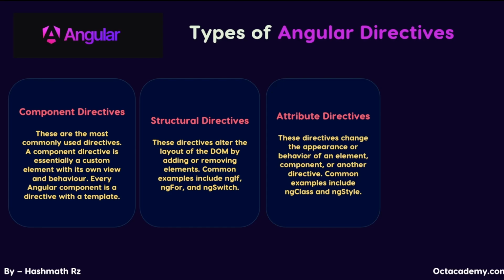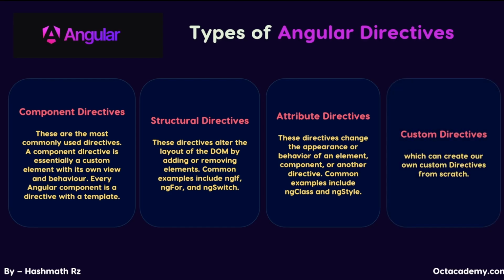Next, we have the attribute directives. These directives change the appearance or behavior of an element, component or another directive. They are like the stylist of your application, tweaking the look and feel. Examples include ngStyle or ngClass. So next we can create custom directives. Using this we can create our own custom directives from scratch.